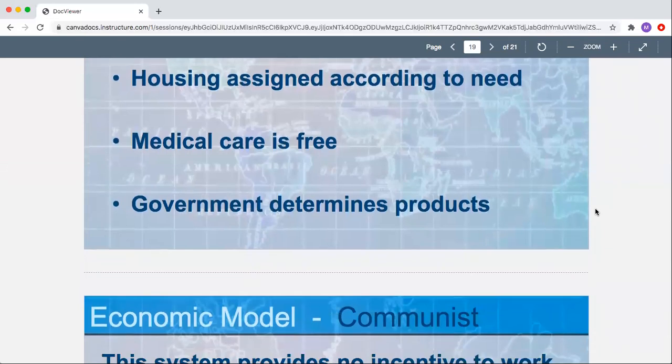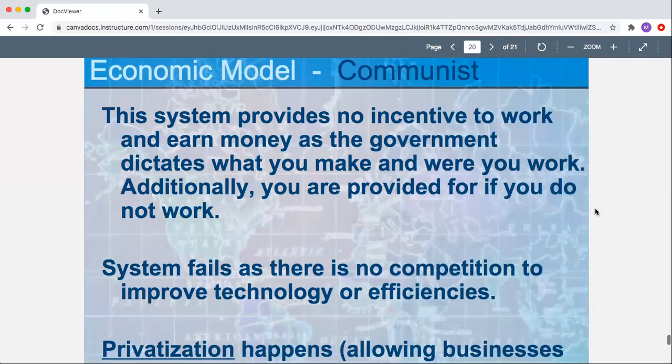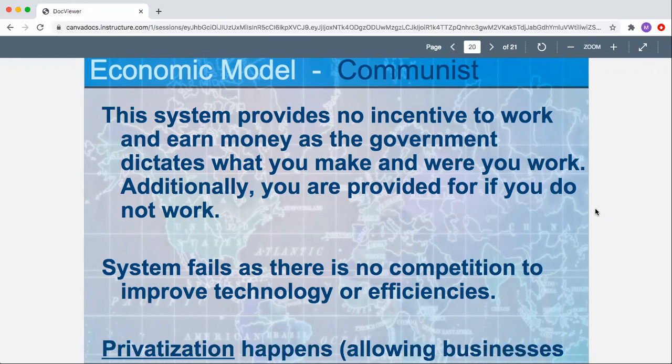And the government determines the products. So again, the government decides what they're going to spend their money on. They decide what people are going to be making at these jobs and how much and who's going to work there. So this system provides no incentive to work and earn money as the government dictates what you make and where you work. And it says additionally, you are provided for if you do not work.